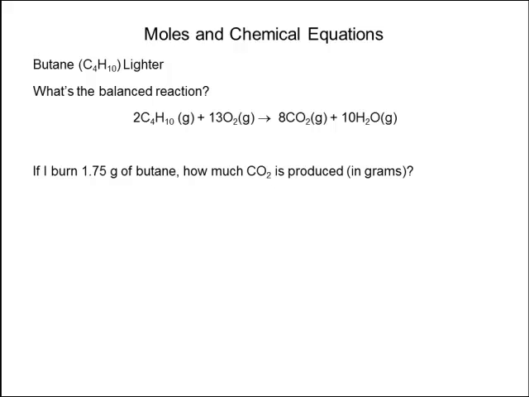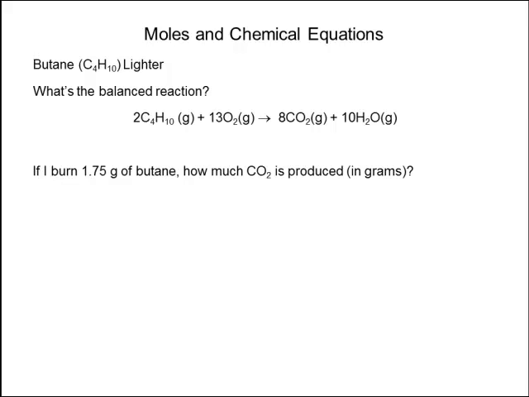Now, if I have 1.75 grams of butane and I want to know how much CO2 is going to be produced in grams, what am I going to do? Well, I'm trying to convert between two different compounds. The only way I can convert between two different compounds is through a mole-to-mole ratio. In this case, the mole-to-mole ratio is going to come from the balanced equation. Keep that in mind. Whenever you're doing these calculations, if you're dealing with two different compounds, the only time you can convert between them is using a mole-to-mole ratio.